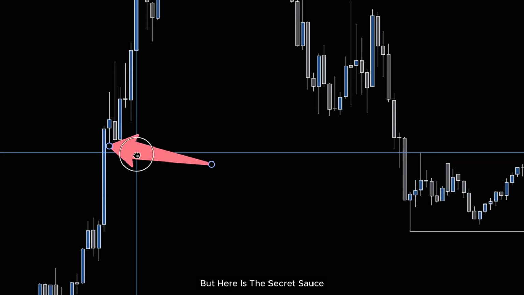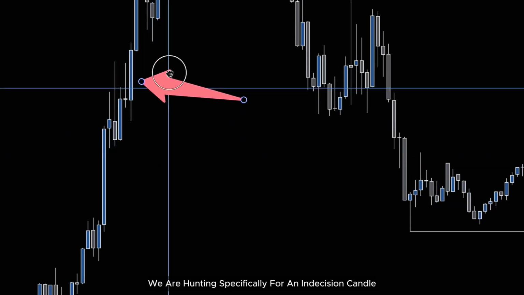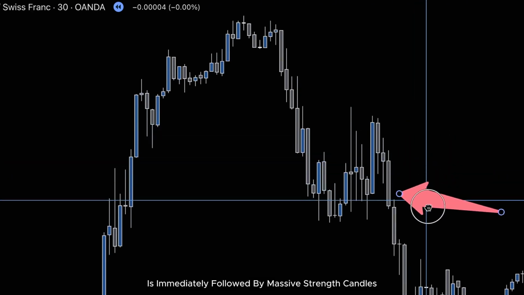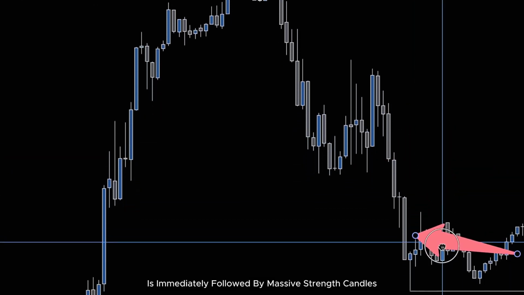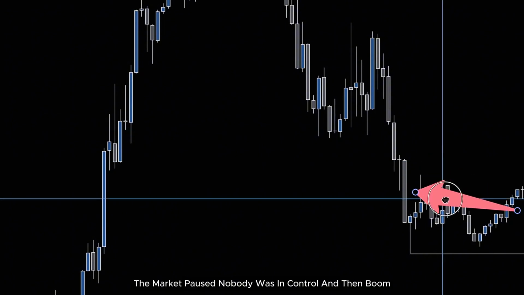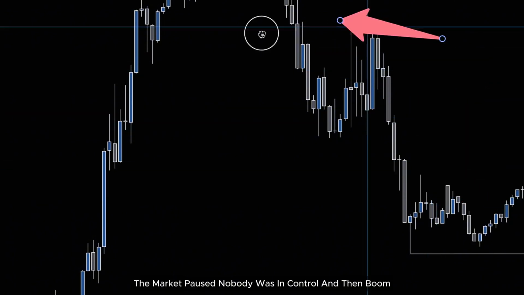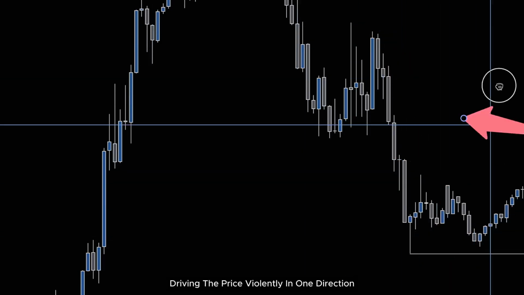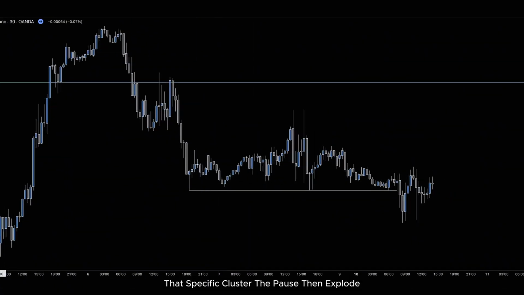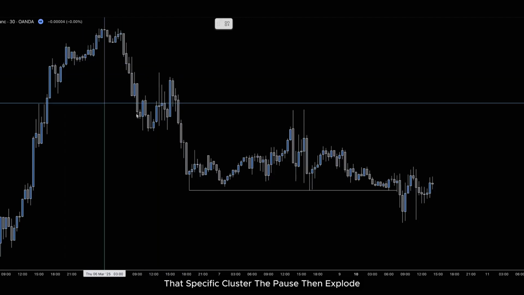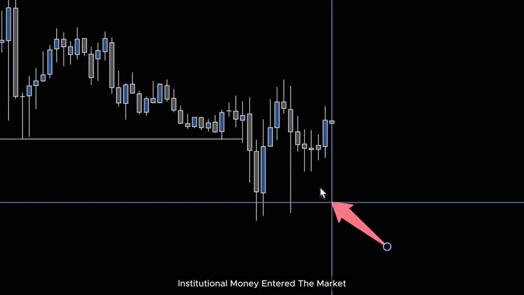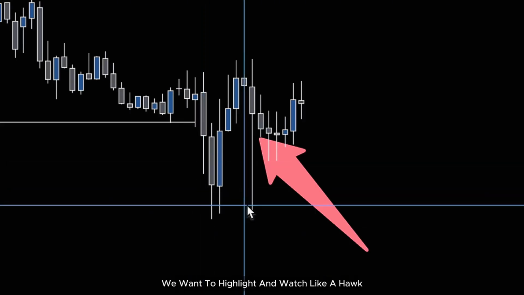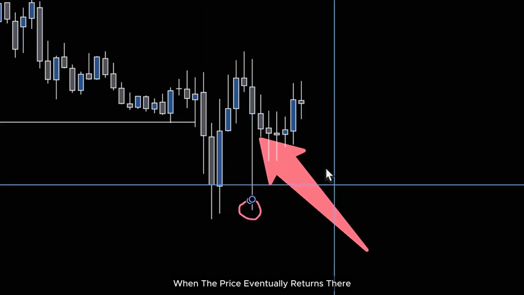But here is the secret sauce. We are hunting specifically for an indecision candle, that quiet stalemate we literally just talked about, that is immediately followed by massive strength candles. Think about the story that tells us. The market paused, nobody was in control, and then boom, an overwhelming amount of money poured in, driving the price violently in one direction. That specific cluster, the pause then explode, marks exactly where significant institutional money entered the market. And it's exactly the zone we want to highlight and watch like a hawk when the price eventually returns there.